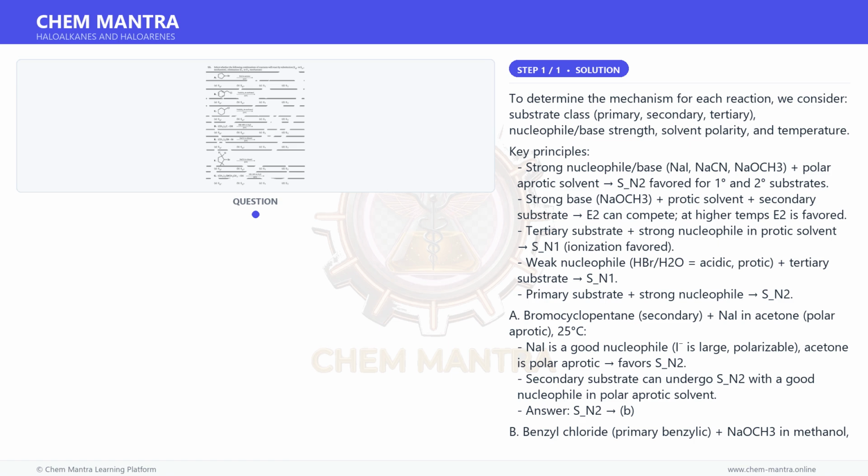is favored. Tertiary substrate plus strong nucleophile in protic solvent: SN1, ionization favored. Weak nucleophile, HBr/H2O, which is acidic and protic, plus tertiary substrate: SN1. Primary substrate plus strong nucleophile: SN2.